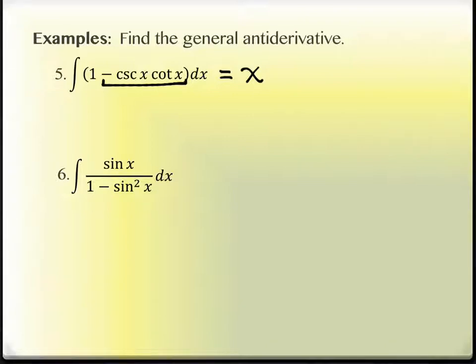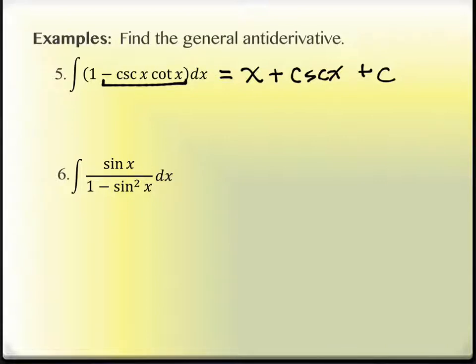Well, that's actually positive cosecant of x plus my c. Is that okay? The negative is actually in the problem, right? So I end up with a positive cosecant when I go backwards. 6 is not quite so direct. There's definitely a division here, without question, right?